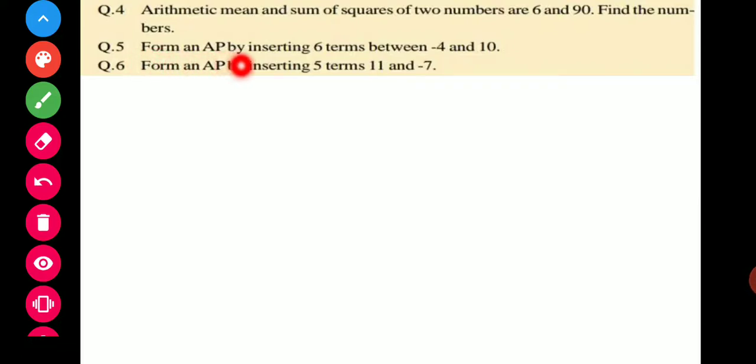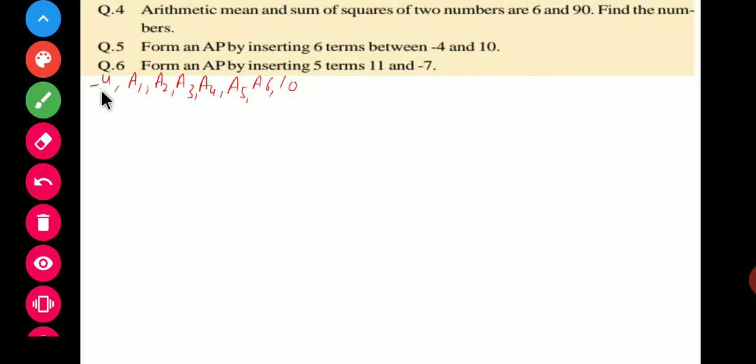Form an AP by inserting 6 terms between -4 and 10. You have to insert 6 terms between -4 and 10. How can you insert? You can see here. Suppose it is your -4. First term is A1, second term is A2, third term is A3, fourth term is A4, and fifth A5, and the last A6. Then we have to write 10.